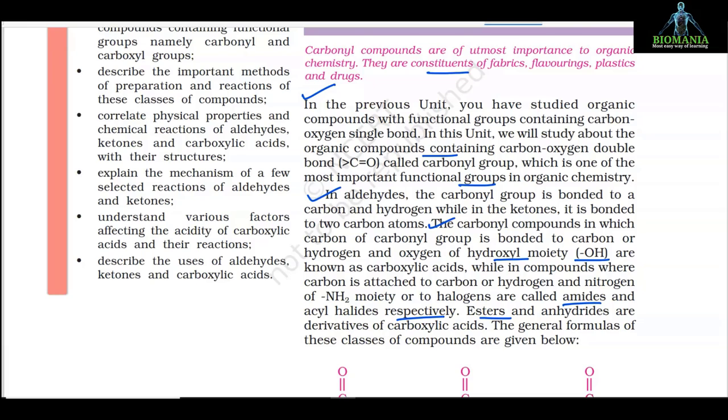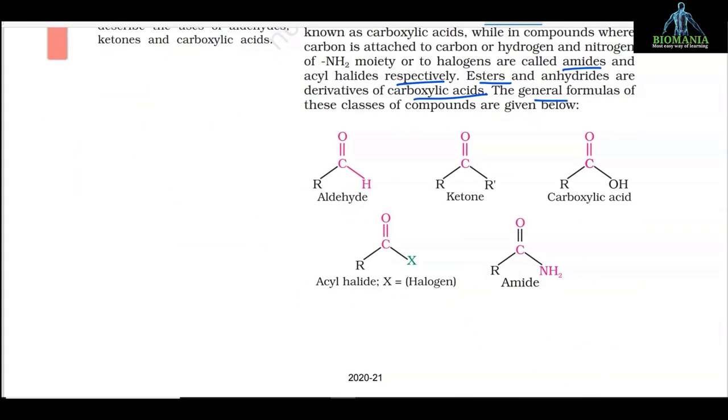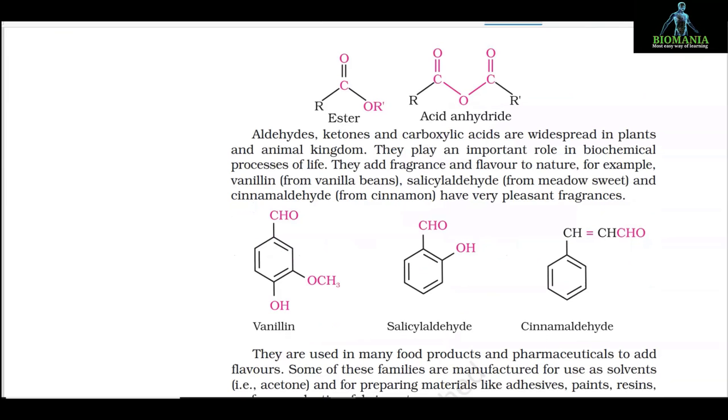Esters and anhydrides are derivatives of carboxylic acids. The general formulas of these classes of compounds are given below. Here you can see the formulas of aldehyde, ketone, carboxylic acid, acyl halide, that is halogen, and amide, ester and acid anhydride.